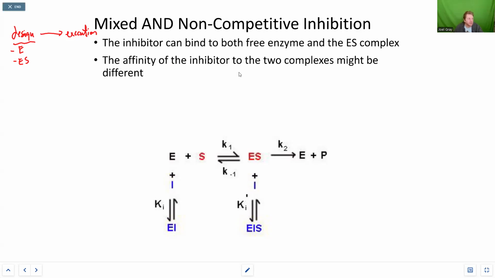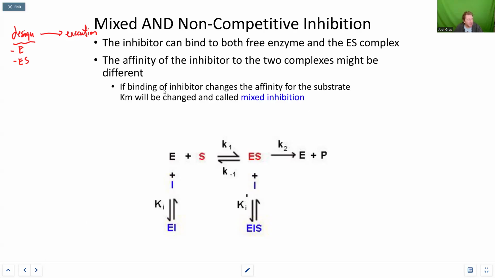So the inhibitor in this case has been designed to do both. That's what you're expecting. It's what you're wanting. Now, the affinity of the inhibitor to the two complexes might be different. So it's almost like that inhibitor that you designed might have a preference. It might be more attracted to the free enzyme than the ES complex. Now, if binding of the inhibitor changes the affinity for the substrate, our Km is going to be changed, and it will be called mixed inhibition, which, let's think about this.